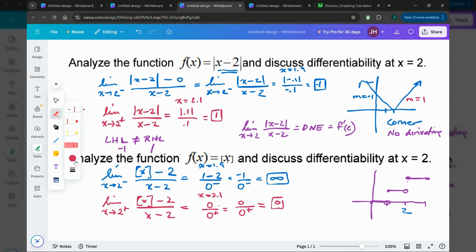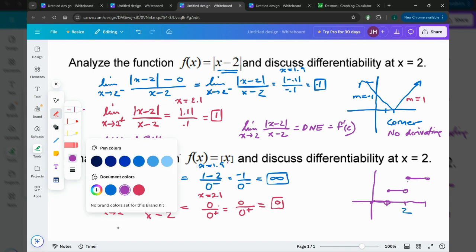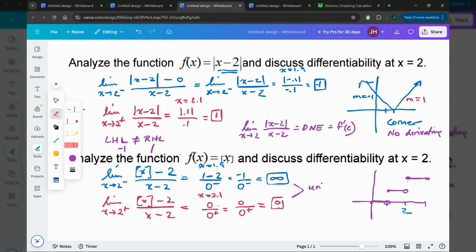Now, this limit, this two-sided limit does not exist, okay? Right here, it does not exist because it's unbounded on one side. Okay, so the limit as x approaches 2 of the greatest integer function of x minus 2 over x minus 2, it does not exist. What's going on at x equals 2? There's a discontinuity.